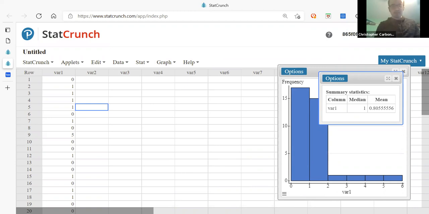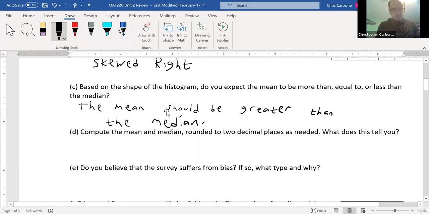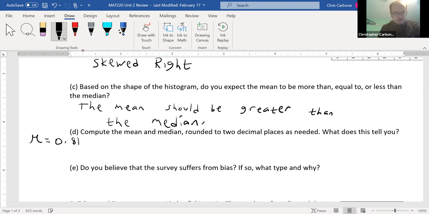So let us write that out. So the mean in our case is going to be, based on this big symbol mu, 0.81 for the mean, and the median is exactly 1.